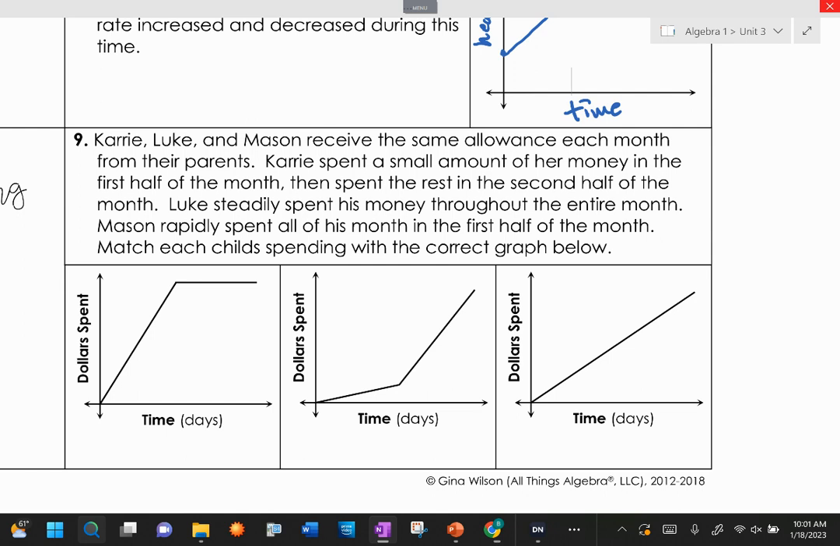All right. This last one is graph matching. So Carrie, Luke, and Mason received the same allowance each month from their parents. Carrie spent a small amount of her money in the first half of the month, then spent the rest in the second half of the month. Luke steadily spent his money throughout the entire month. Mason rapidly spent all of his month. That is a typo. All of his money in the first half of the month. Match each child's spending with the correct graph below.